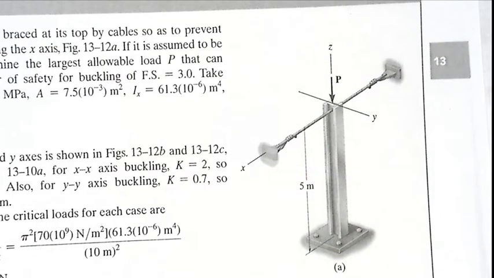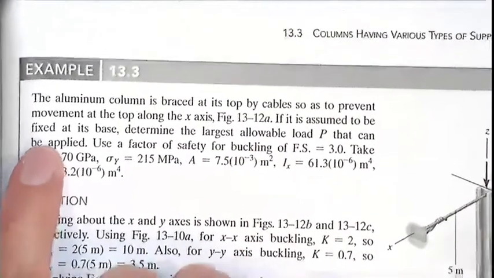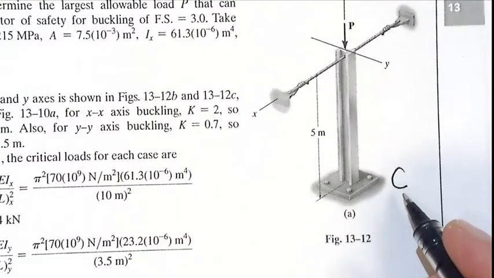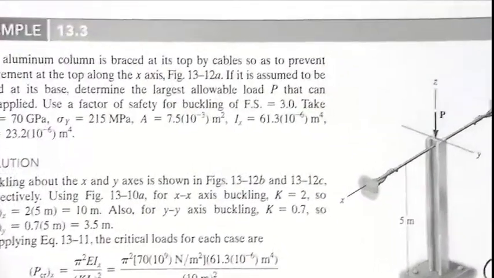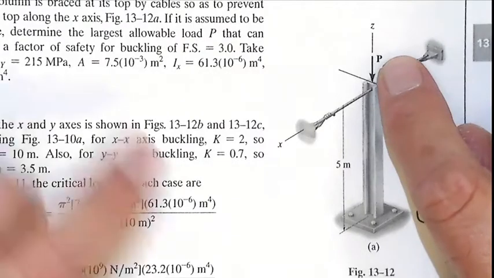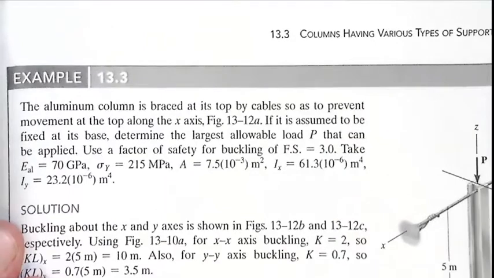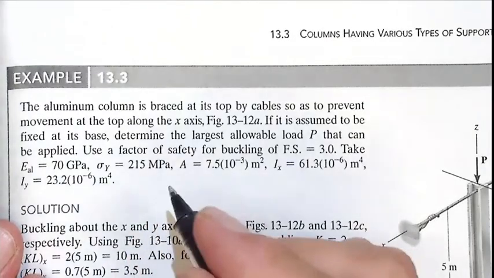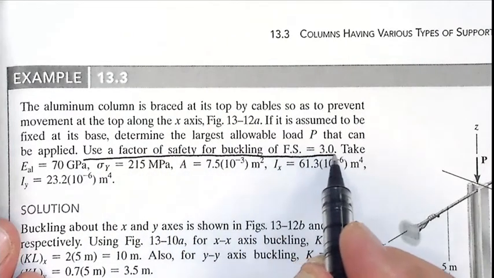Here they prevent movement along the x-axis. It is assumed to be fixed at the base, that is, clamped. Determine the largest allowable load that can be applied to this system. Now in this problem there is a difference from the previous problem: use a factor of safety. For buckling, Fs equals 3.